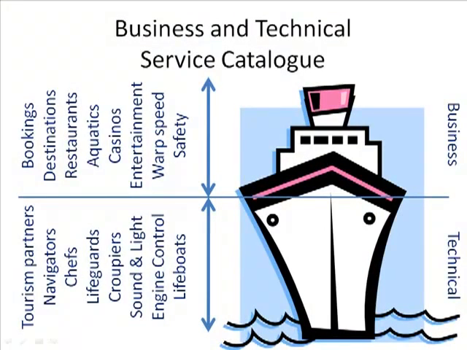To give you a bit of a graphical view on how the business and technical service catalog work together, think about a cruise ship. You want to go on a cruise. What are you after as a customer? You want to make a booking, you want to go to certain destinations, you want restaurants and aquatics and casinos and entertainment. You quickly want to go from A to B and you're also concerned about your safety. So that's all from a business point of view.